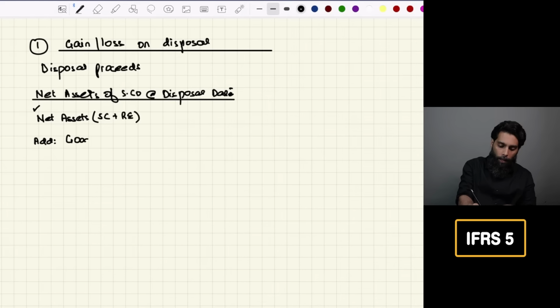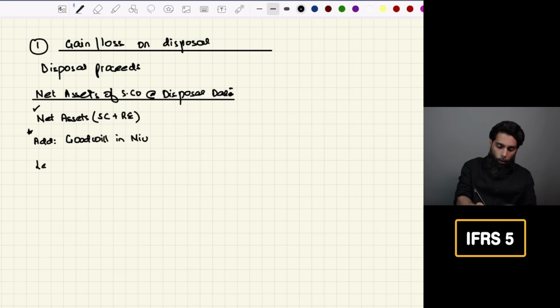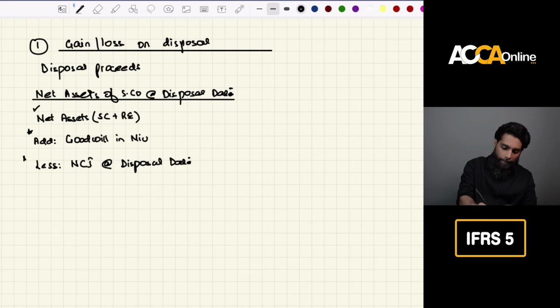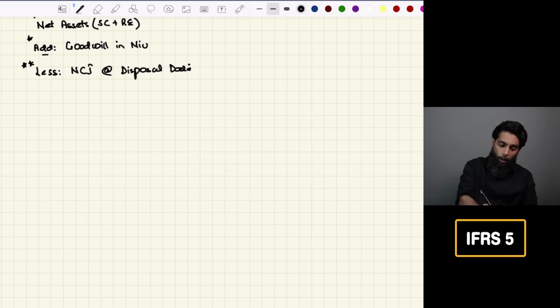So you add goodwill here. For that sake, you would also need to calculate goodwill, by the way. We will just be calculating goodwill as we move forward. And as you pass through, you will need to subtract any NCI that is available at the disposal date. So technically speaking, you also need to work out NCI. So before I even move on and go and calculate the gain or loss on disposal, now I know that I need goodwill first.